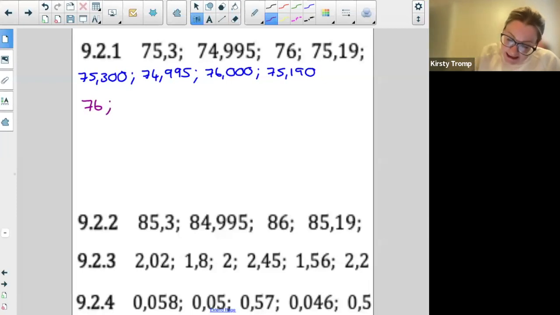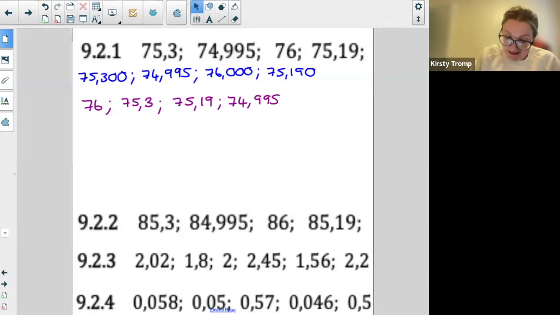All right. My next number, I've got two 75s: 75,300 and 75,190. You need to ask yourself, which one's bigger? It's going to be 75,300. You can have your 300 there, it's perfect, you're not going to get marked down. Then you're going to have your 75,190. And finally, we're going to have our 74,995. Done.